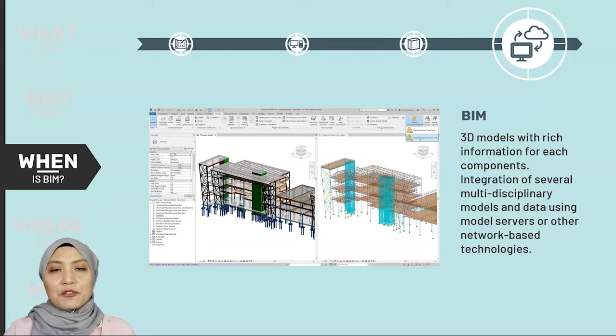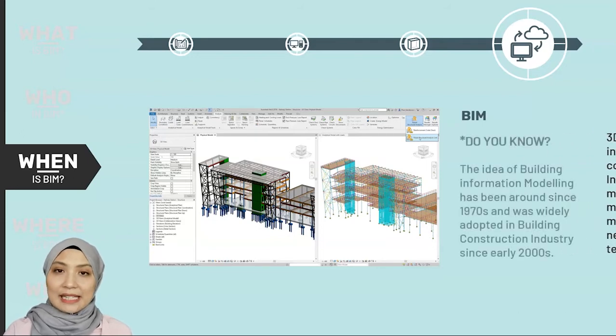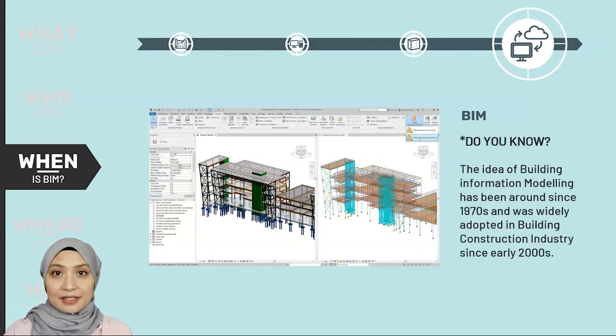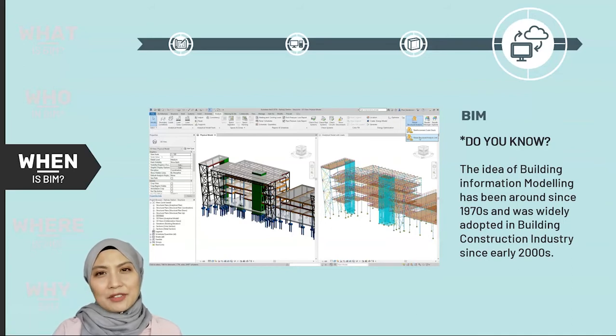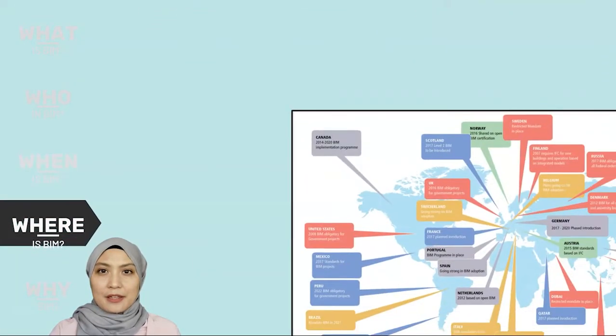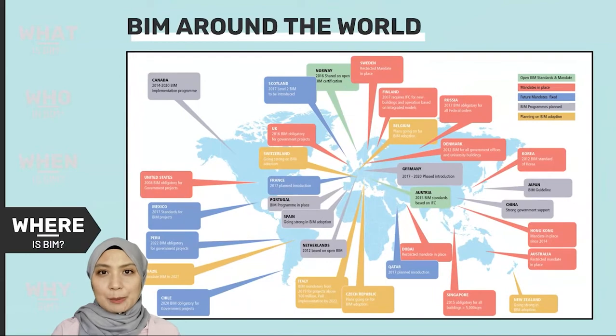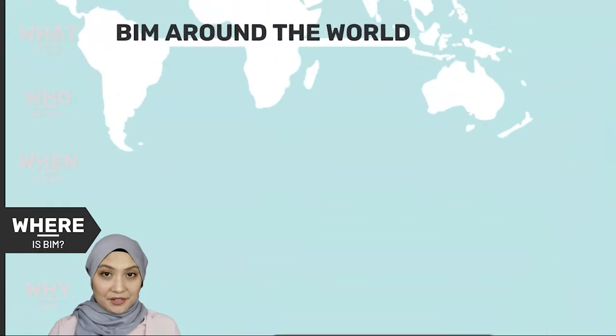This evolution of work style shows that the way of working keeps on evolving to become better and better. BIM has been around since the 1970s as an idea and was widely adopted for buildings in the 2000s, which is 20 years ago. Let's have a look at where is BIM. This figure shows BIM adoption in other countries. I will focus on a few countries.